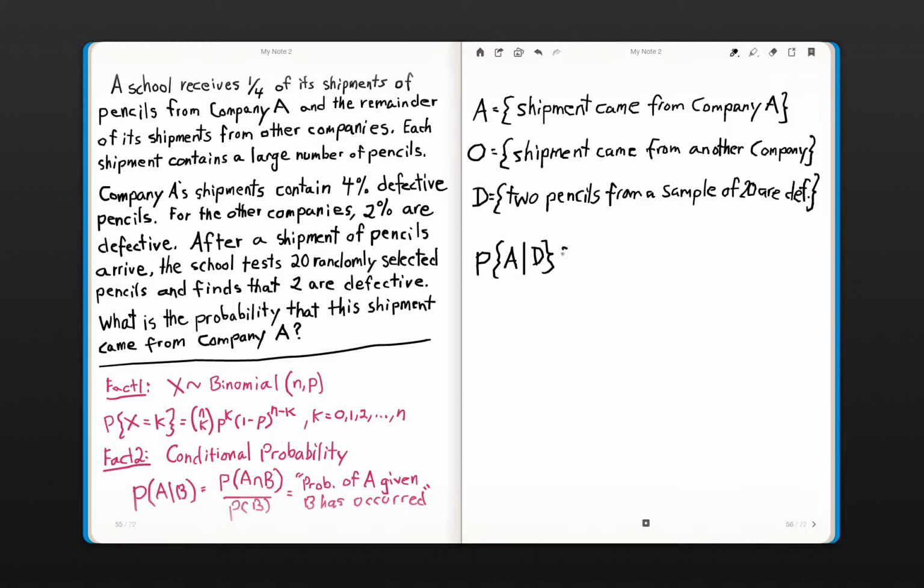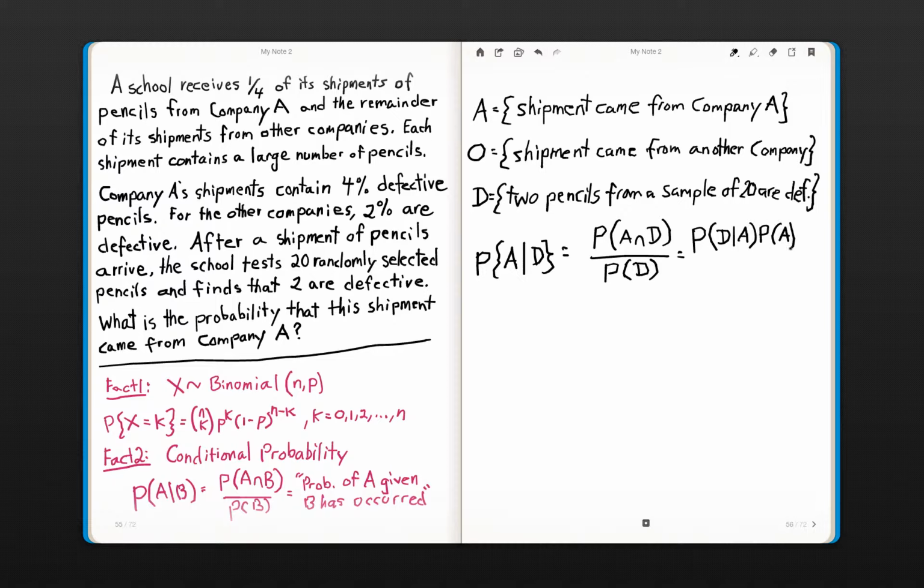Now we can use our conditional probability here. This is equal to the probability of A intersect D, all divided by the probability of D. Now, using another rule, we can rewrite this statement. I'm going to do a little switch here. We're looking for the probability of A given D, but we can rewrite the probability of A intersect D, what I have here in the numerator, as the probability of D given A times the probability of A.